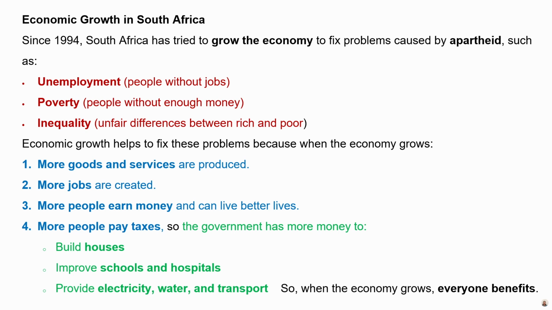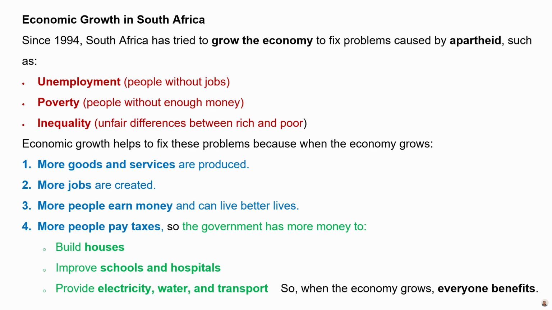So in South Africa, to grow our economy and fix the problems from the previous apartheid dispensation, we needed to fix the following. We needed to fix unemployment because people were without jobs. Then there was poverty because they didn't have jobs, they didn't have food, and they were living in not very good conditions. Now, we needed to fix inequality between the rich and the poor, so that this was an unfair difference between the rich and the poor.